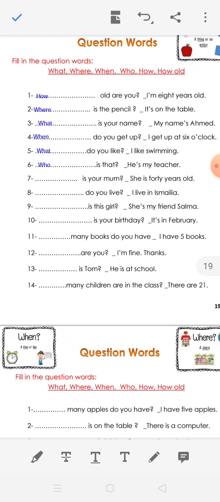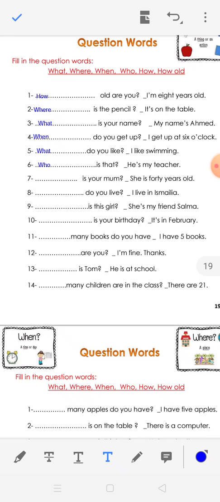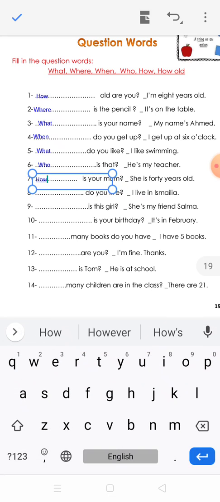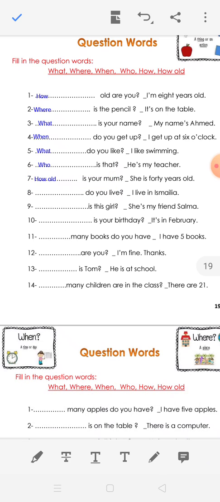Number 7. She's 40 years old. To ask about your age. Excellent. How old is your mom? She's 40 years old.